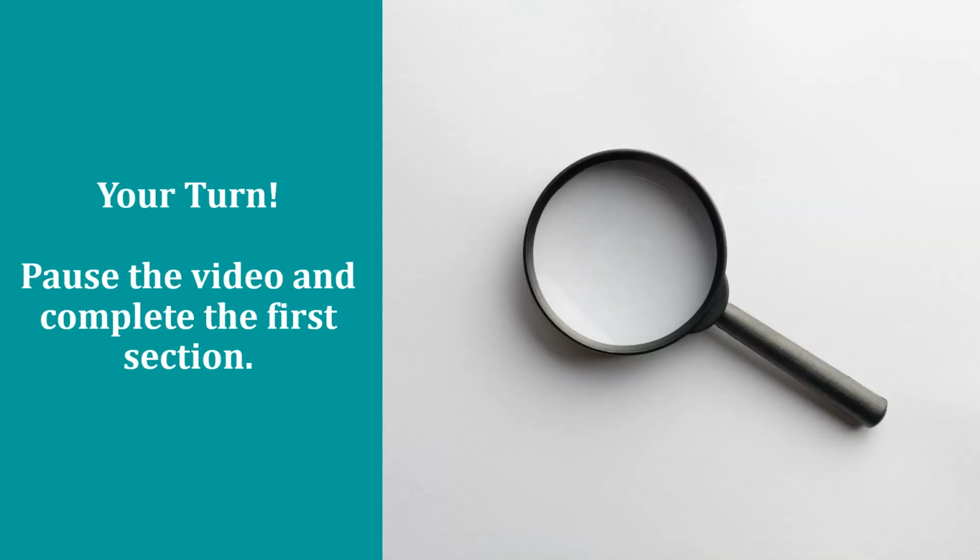Your turn. Please go into the session resources and open the rubric alignment protocol. We encourage you to pause the video and complete the first section related to levels of teacher effectiveness. Reflect on the questions to consider and take notes about potential required changes and next steps.